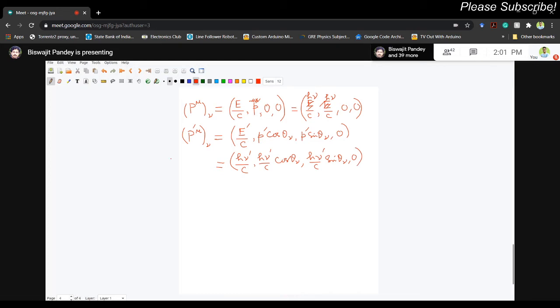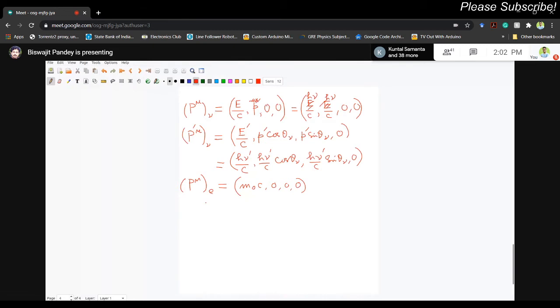Now we want to write down the four momentum of the electron before the collision, P mu electron. This is quite straightforward because the electron is not moving, it is at rest in that lab frame. All the spatial components are 0, and the time component is E by c. It is at rest, so it is the rest mass energy m0 c squared divided by c, that will be m0 c, comma 0 0 0. This is the four momentum of the electron before the collision.